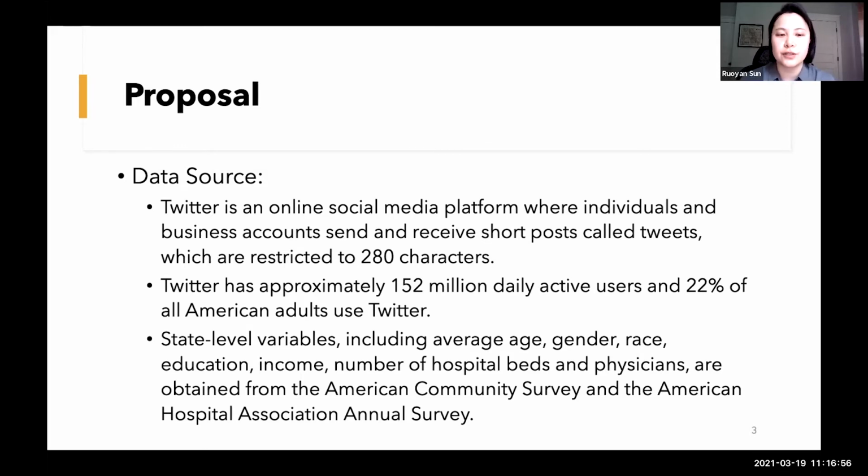Another source of data we use is state level variables, including average age, gender, race, education level, income, number of hospital beds, and physicians. These data were obtained from the American Community Survey, the ACS, or the American Hospital Association annual survey.